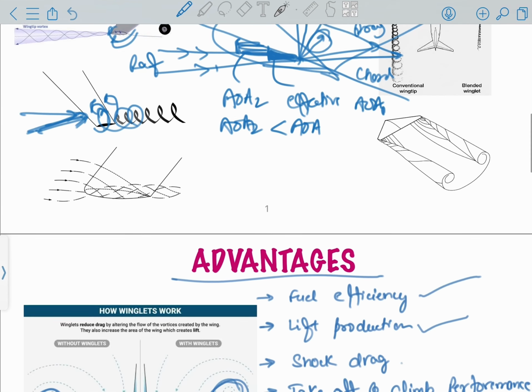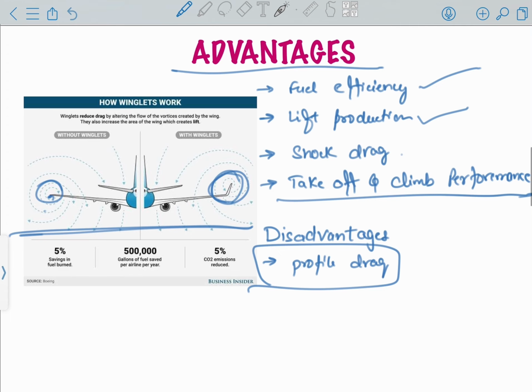So what are the advantages? Coming to the next part, what are the advantages? It increases the fuel efficiency, because if you reduce the drag and increase the lift, it will increase the fuel efficiency. Second is the lift production, which I have already discussed in the previous part. It reduces the shock drag, which is a further part, but this is one of the advantages. You can just note it down.